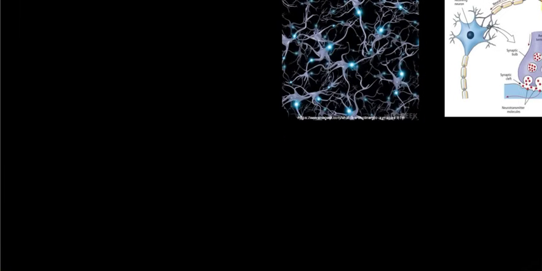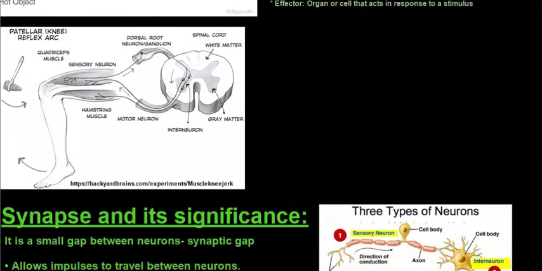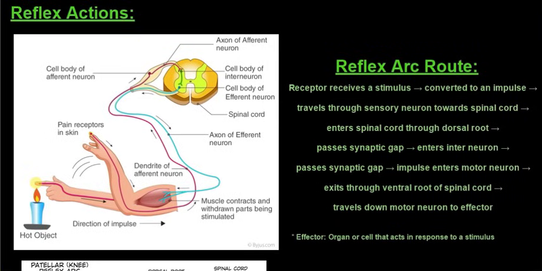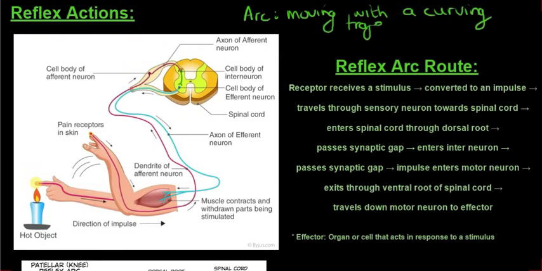So let's look at this reflex arc practically. The definition for arc is moving with a curving trajectory. Okay, so basically, once we do this reflex arc route now, you will see the curvature that happens.